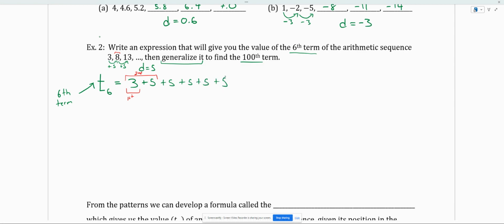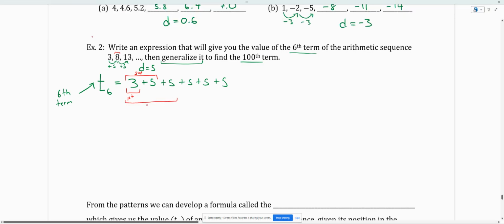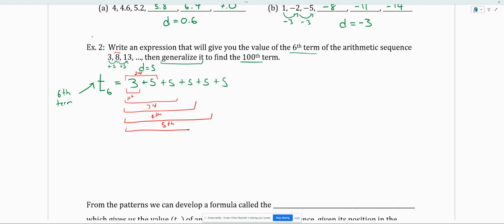So if I add another 5, that's going to be my third, my fourth, my fifth, my sixth. Okay, so just to show exactly how this is changing, every time I'm adding another 5. If I take all three of those, that's my third. And then if I take all four of those, that's going to be my fourth. And then if I add another 5, that was my fifth term. And adding one last 5, that's going to be my sixth.